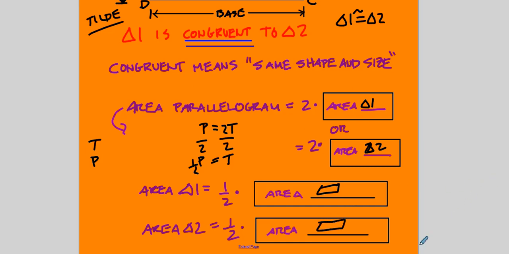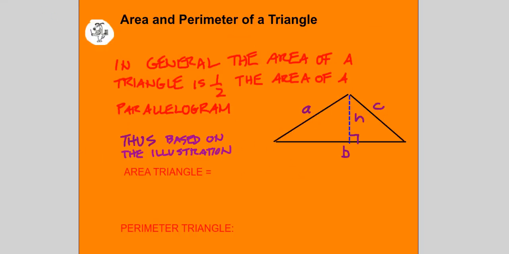Okay? Well, the area of a parallelogram is base times height. So the area of a triangle is going to have to be 1/2 base times height, and that's what we're trying to get at here. So in general, the area of a triangle is 1/2 the area of a parallelogram, but the area of a parallelogram is base times height. So using this illustration here, the area of a triangle is going to be 1/2 BH, based on how I labeled this triangle. 1/2 B times H.